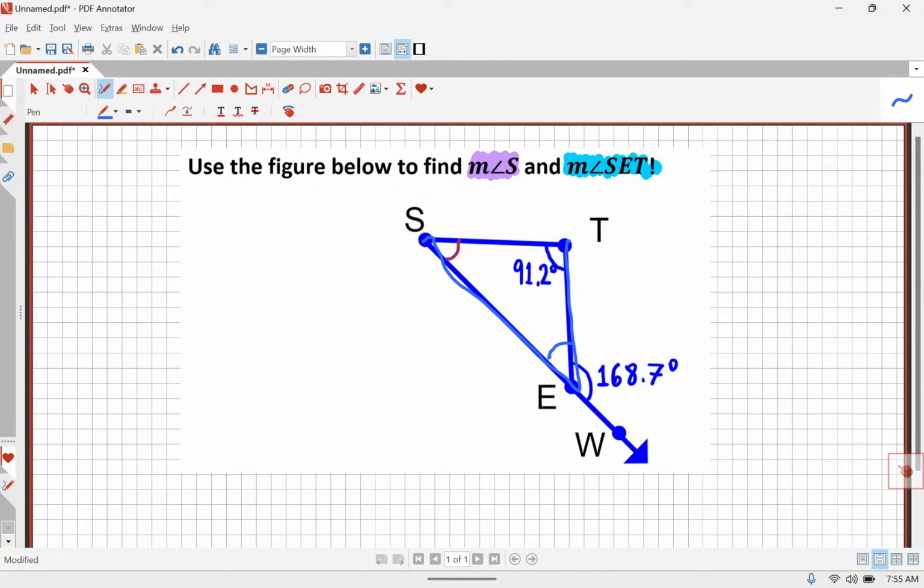Noah, which angle do you think it makes more sense to tackle first? The purple one or the blue one? About these two angles here, they have to add up to 180. So how can I find the blue angle using the 168.7? Go ahead, Noah.